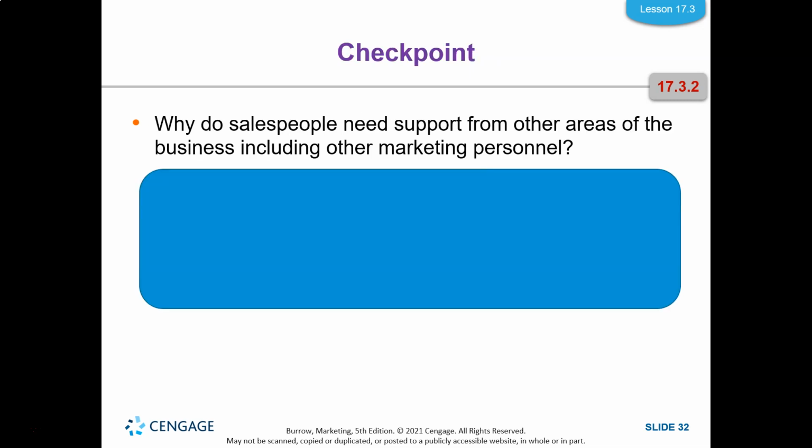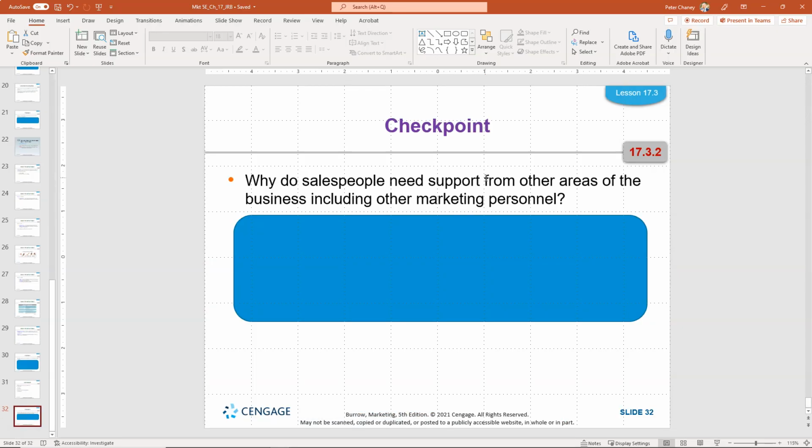And the checkpoint question for this section is this: why do salespeople need support from other areas of the business, including other marketing personnel? I'll pause the video now so that you may find that information on page 490 and 491. And that's it. That's chapter 17.